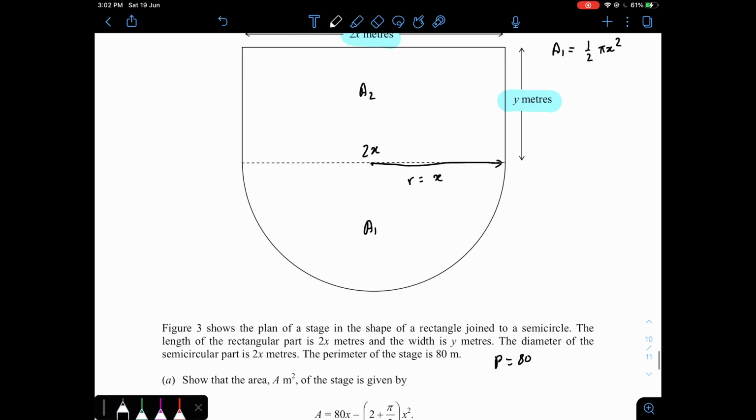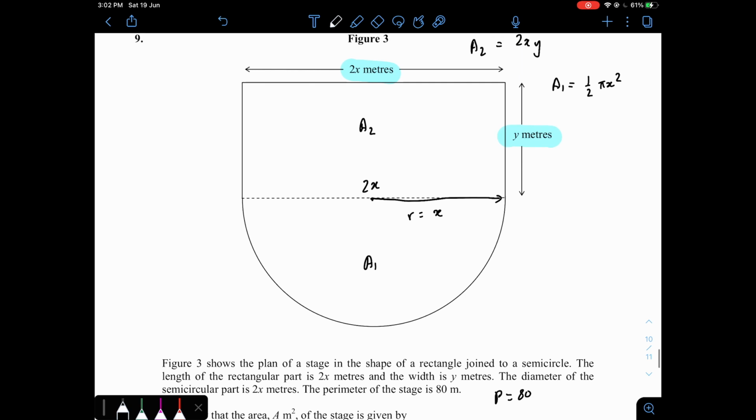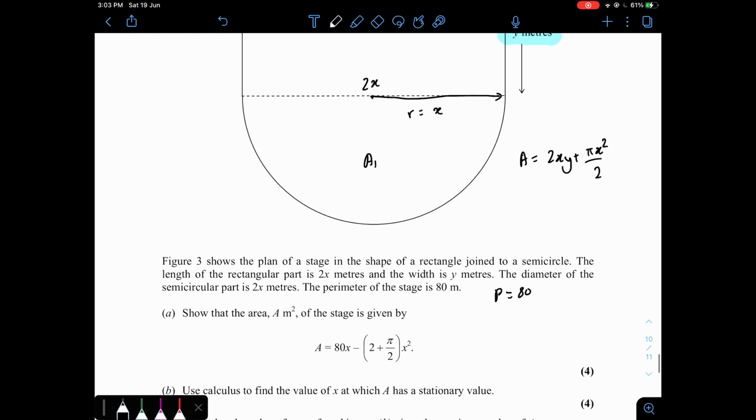So we know that, right? We know this, so it's pi x, so we know that the area should be 2xy plus pi x squared over 2. Now you can see here y is not there, right? So we need to get rid of it. How do we do this?